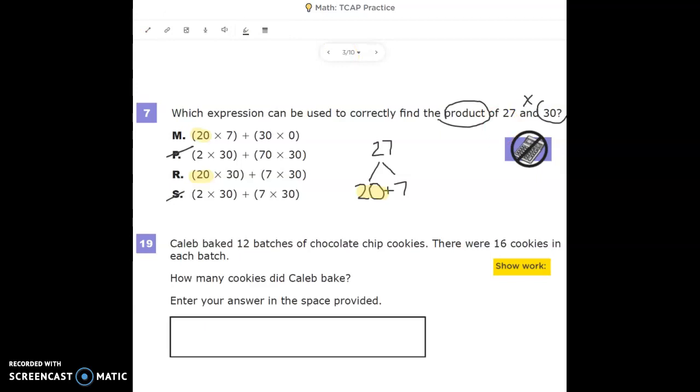If I look at my answer choices here, I can see that R is the only one that shows me doing that. 2 tens times 30, and then those 7 ones times 30. They've broken up 27 to make it a little bit easier, and then they add those partial products. M is not correct because they're asking us to multiply 20 times 7. There's nothing in here saying that we should multiply 20 and a 7. We have 20 and a 3, but no 20 times 7. So R is our correct answer.